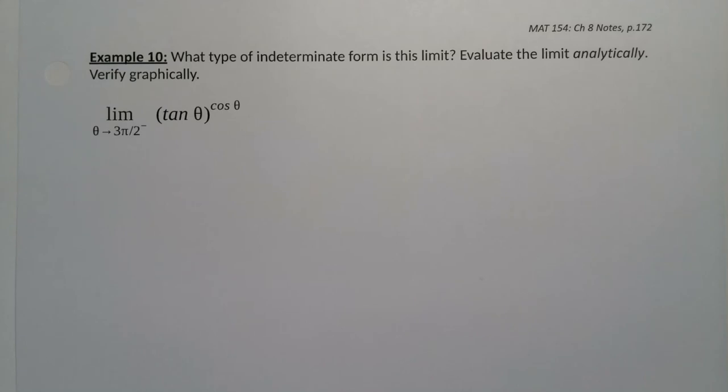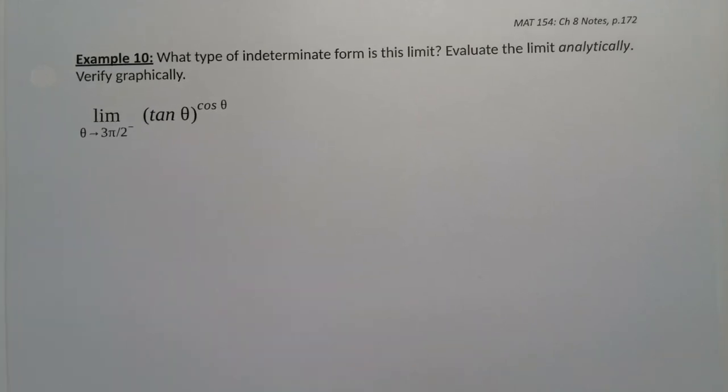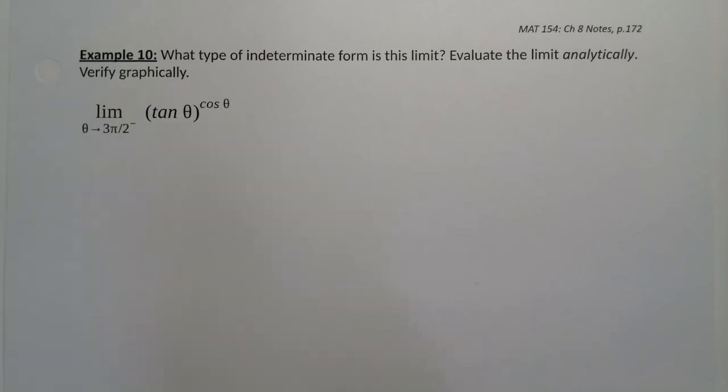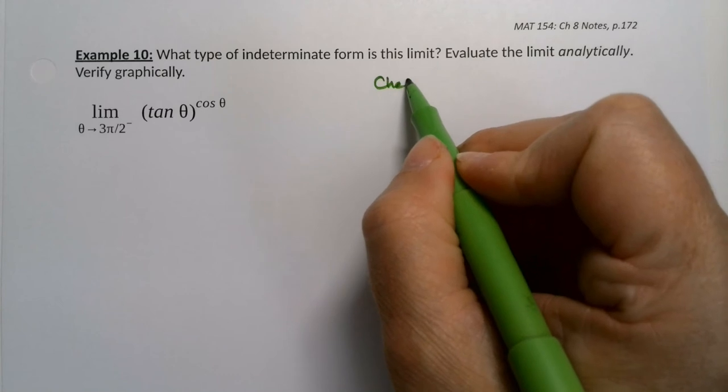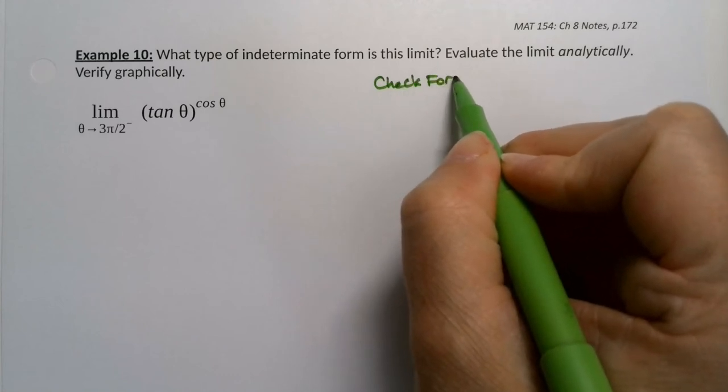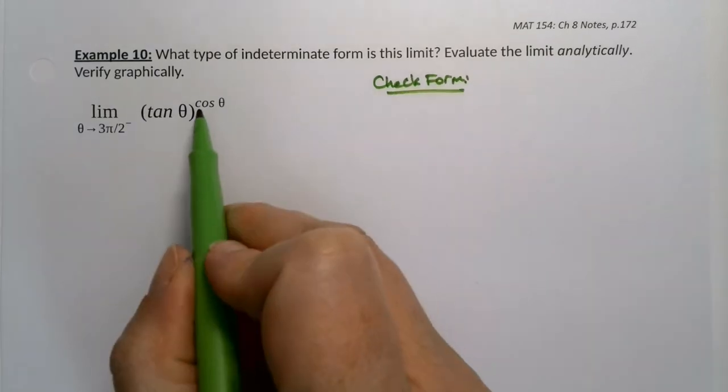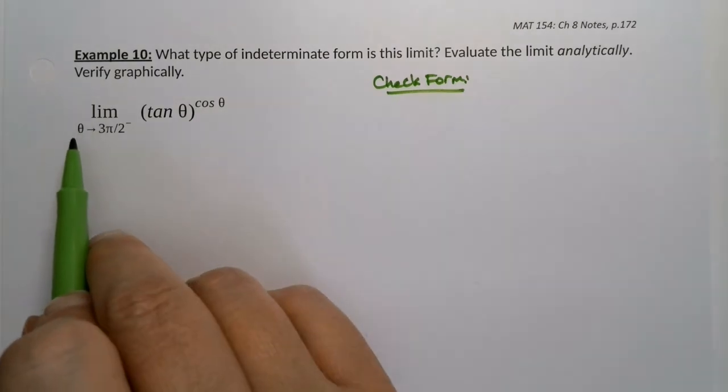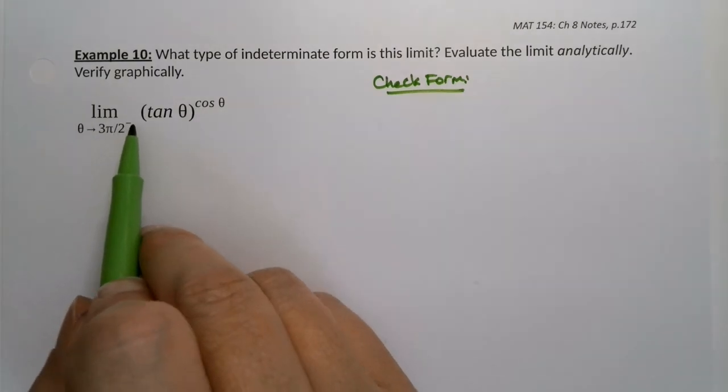So now it's time to do some trigonometry because we kept saying algebra and trig, but we never did a trig one. So I feel that we need one. So let's check our form here. We're taking the tangent of theta to the cosine of theta, and it's the limit as theta approaches 3 pi over 2 from the negative side.